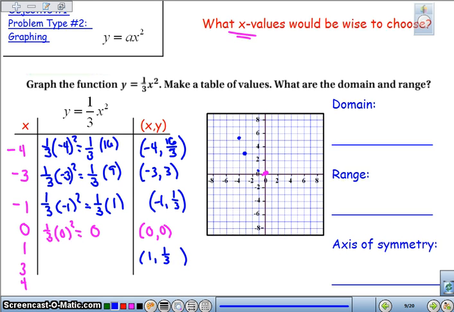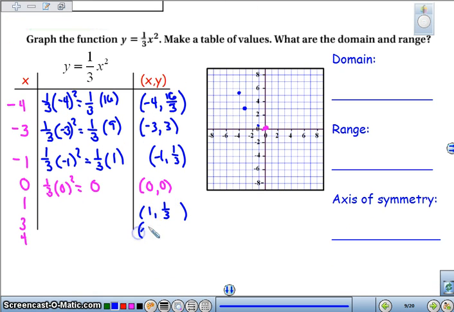What's going to happen when we replace x with 3? Well, 3 is going to be the exact same as when you replace it with -3. So it comes out to be 3. That's not negative, that's 3, 3. And then when you replace it with 4, you're going to get 16/3 again. So it's going to be exactly symmetric.